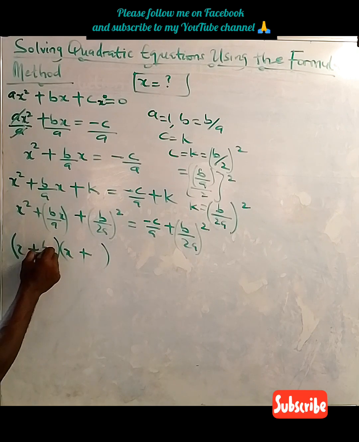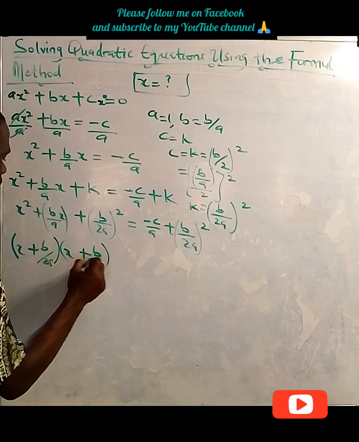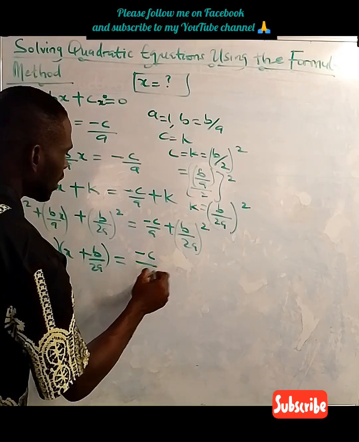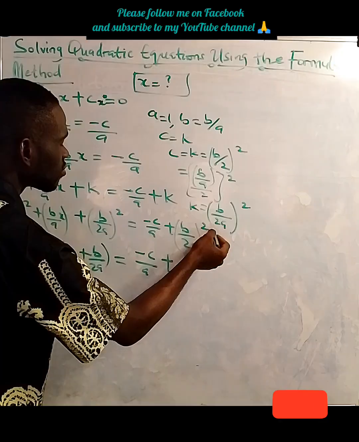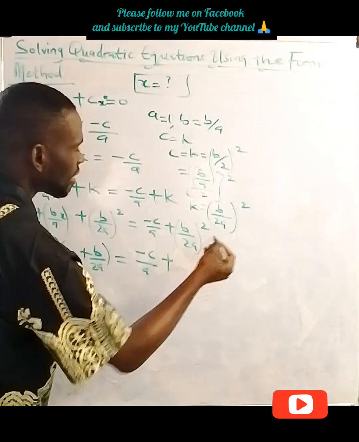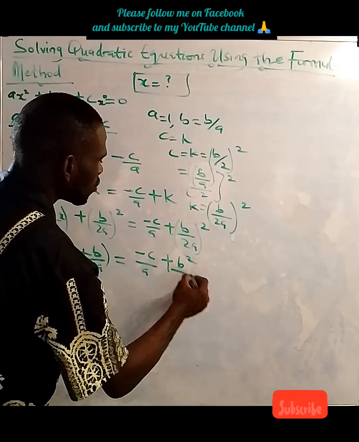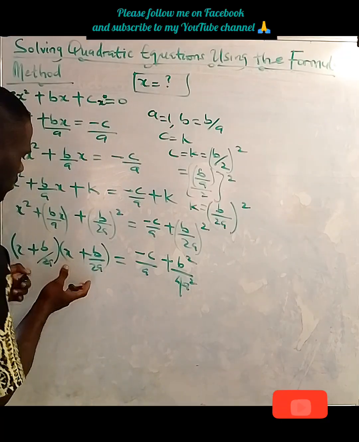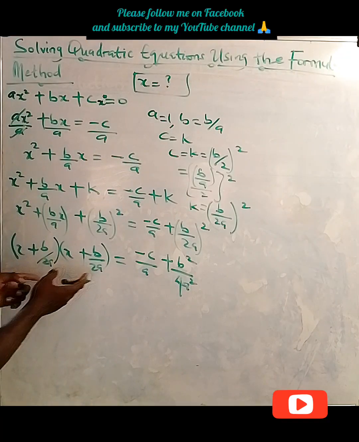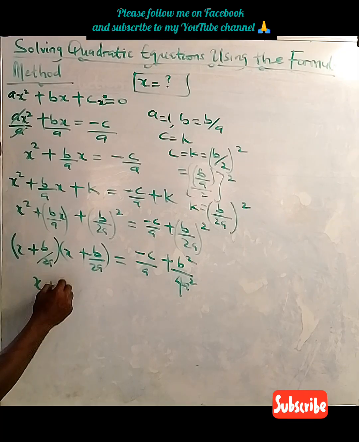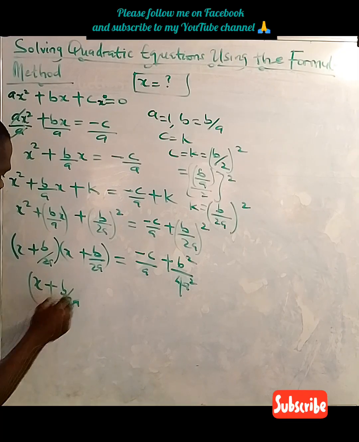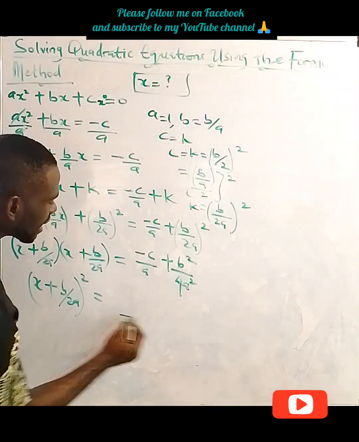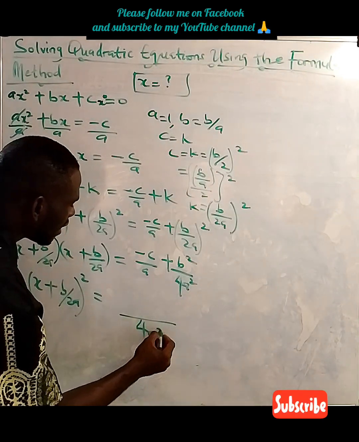So b over 2a will spread out, b over 2a equals minus c over a plus b over 2a raised to power 2. That will be b over 2a times b over 2a, which is b squared over 2a times 2a, which is 4a squared. So these two are identical. So we're going to pick one of them in this format: x plus b over 2a raised to power 2 equals, so the LCM of a and 4a squared, what would that give to us? That would give us 4a squared.